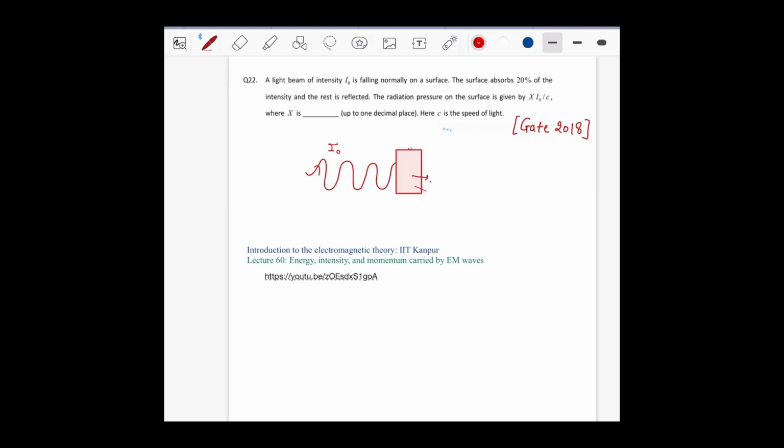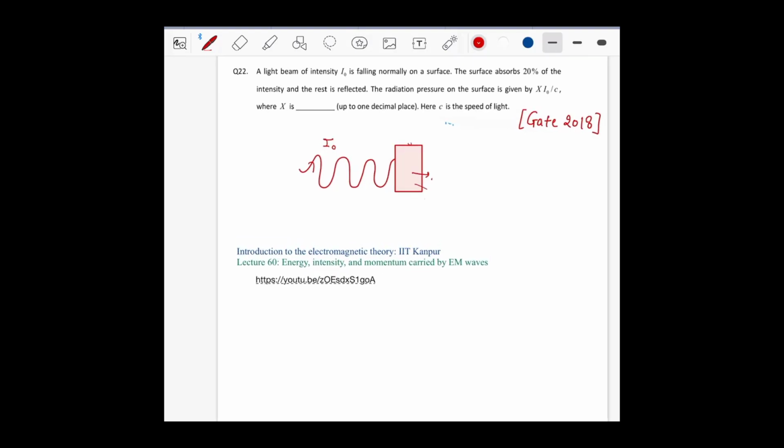Today we are going to solve question number 22 from GATE 2018 examination. In this question, it is given that a light beam of intensity I naught is falling normally on a surface. The surface absorbs 20% of the intensity and the rest is reflected. What is the radiation pressure in terms of I naught by C? And we have to find the multiplication factor to that.